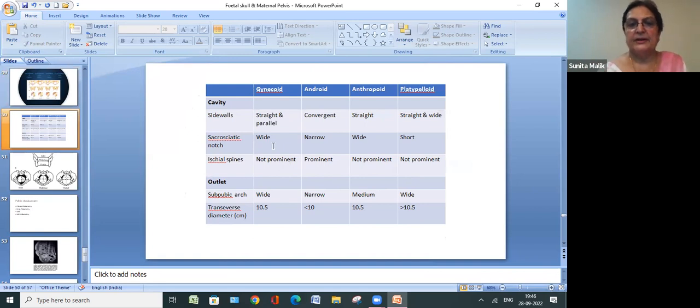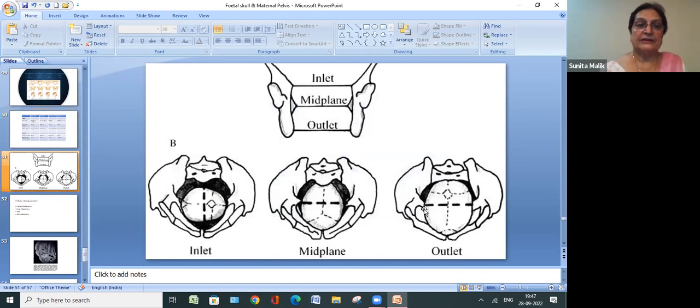The sacrosciatic notch is wide in gynecoid as well as anthropoid, while narrow in android and short in platypelloid. Ischial spines are prominent only in the android pelvis because it's a conical one. The outlet is narrow in android, medium in anthropoid, wide in gynecoid. Diameters are accordingly less than 10 centimeters in android and more than 10.5 centimeters in platypelloid. So these are the planes which we can see, which I've already talked to you about: inlet, midplane, and outlet. 3 planes.